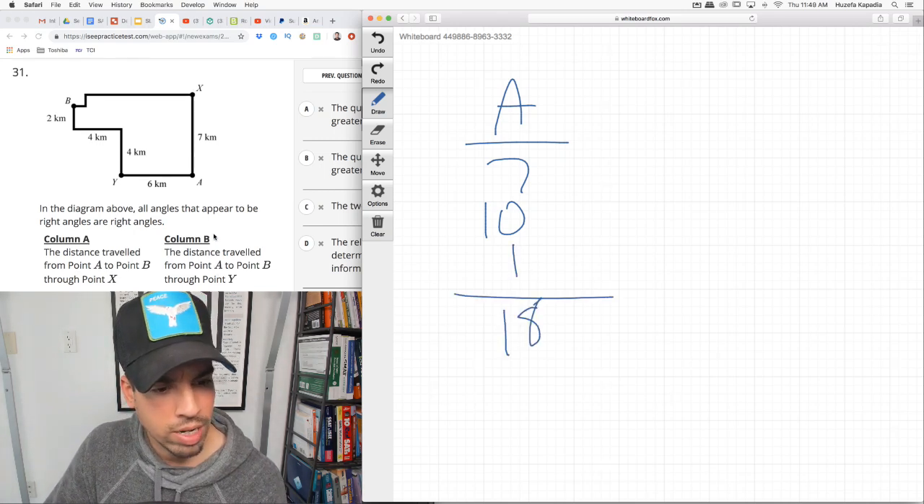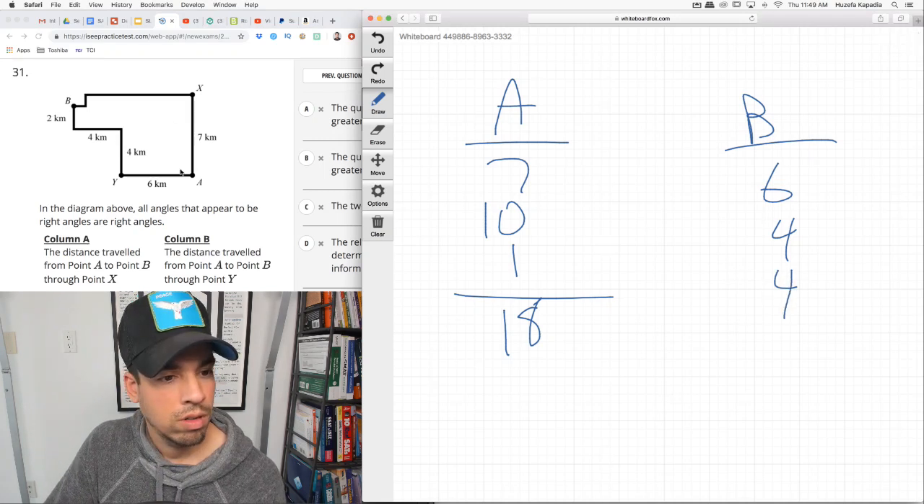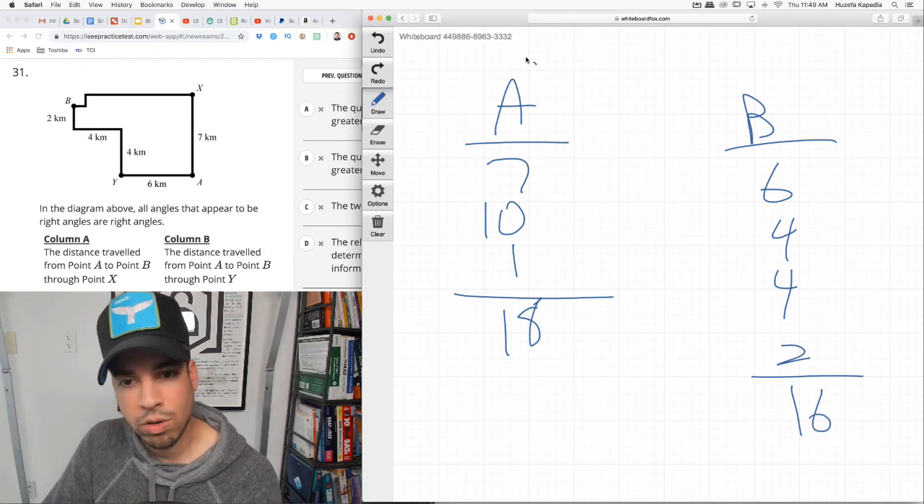The distance traveled from point A to B through Y. Got it. So 6, then up 4, then across 4, and then up 2. 14, 16. So A is bigger.